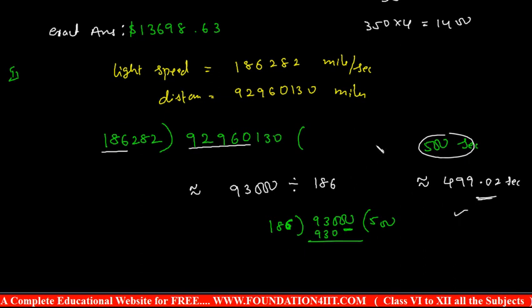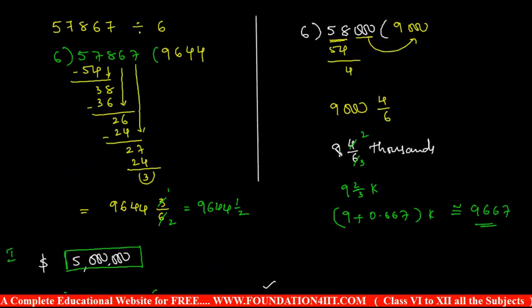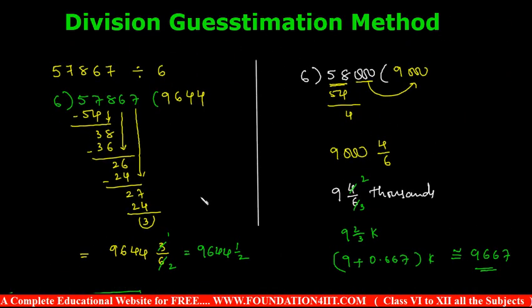So these are the guessing methods we can use. These are simple techniques. And similarly, not only divisions, next I'll show some guesstimation methods for multiplication also.